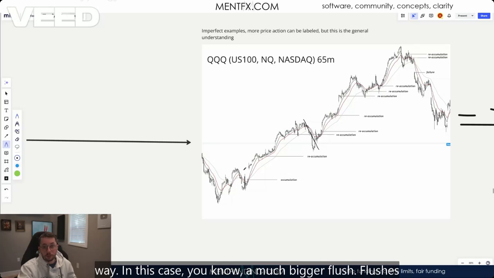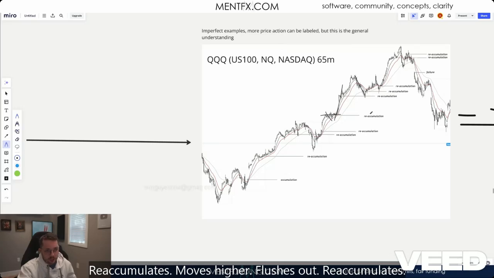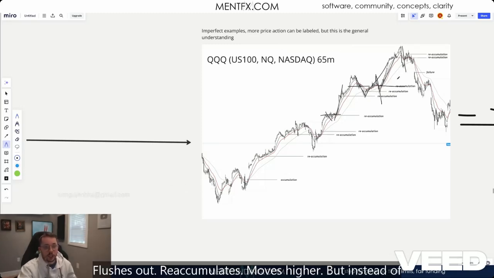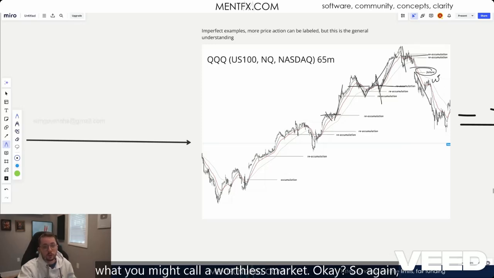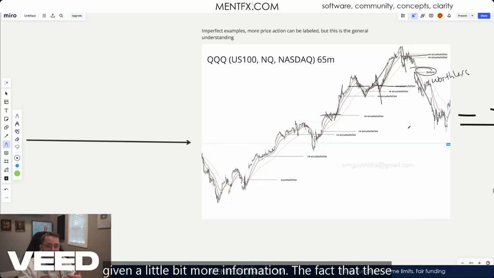In this case, a much bigger flush, flushes out, reaccumulates, moves higher, flushes out, reaccumulates, moves higher, and so on, but instead of continuing its given move, there's failure, and this becomes what you might call a worthless market. Okay, so again, you're now starting to see the same things you saw before, given a little bit more information.